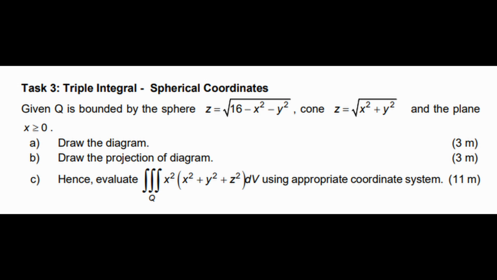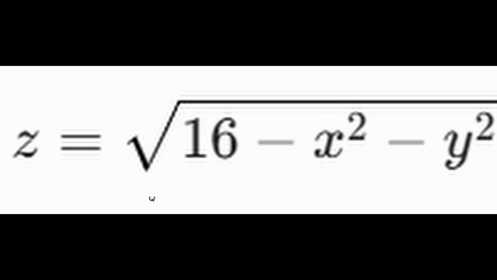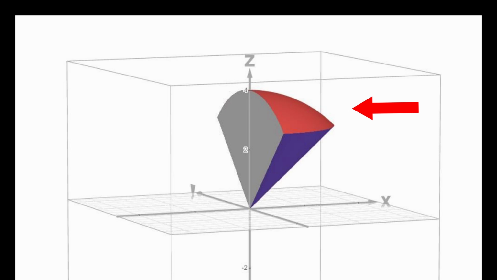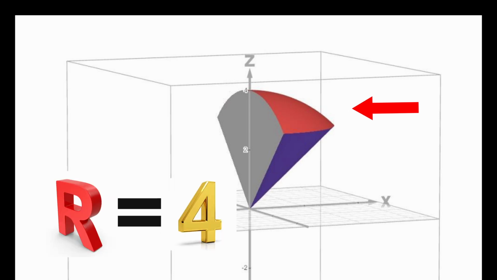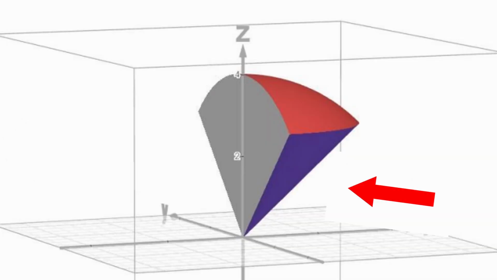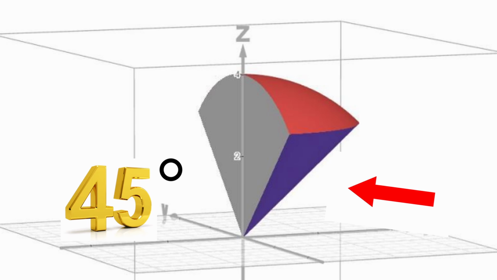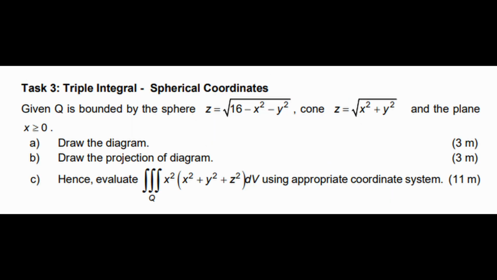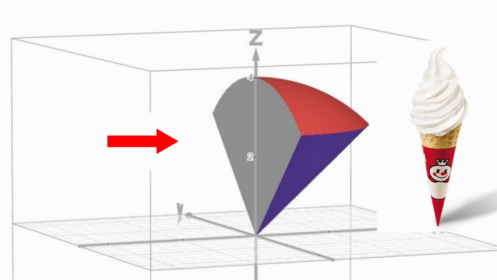First, let's visualize the domain Q. So the first equation, z equals the square root of 16 minus x squared minus y squared, is the upper hemisphere of a sphere with radius 4. The other equation is z equals the square root of x squared plus y squared. This equation defines a cone that opens upwards at a 45-degree angle. Finally, the constraint x is larger or equal to 0 just means we are only looking at the right side of this so-called ice cream cone.